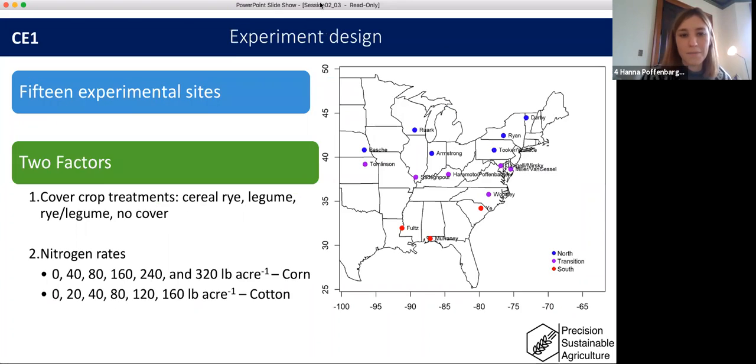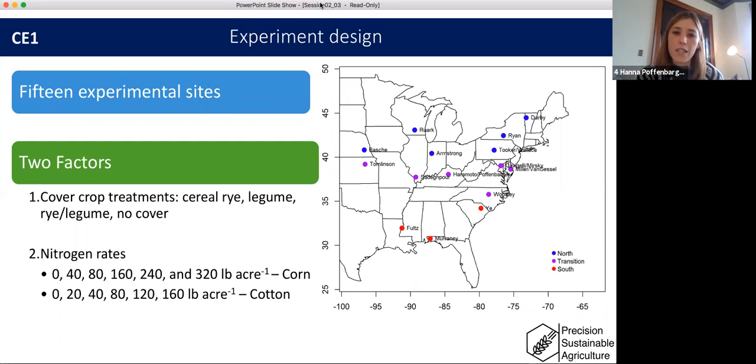Next slide, please. Common Experiment 1 is a field study located at 15 different locations throughout the US that are shown on this map, and we've divided those into 3 regions: the north, transition in purple there, and the south in red. Those are differentiated just based on the legume cover crop that's used, as well as the cash crop. I'll talk about those more specifically in a moment.